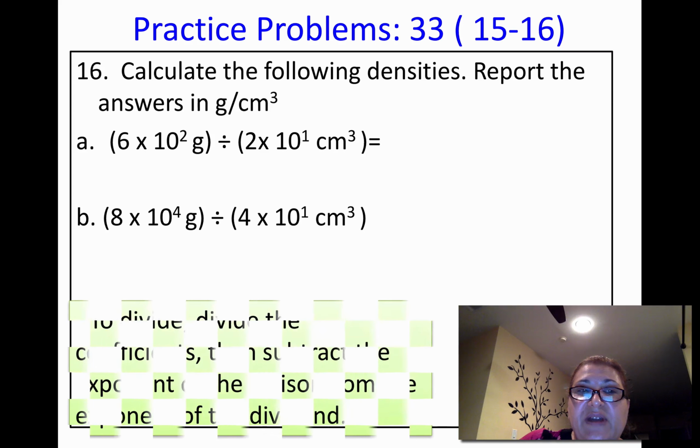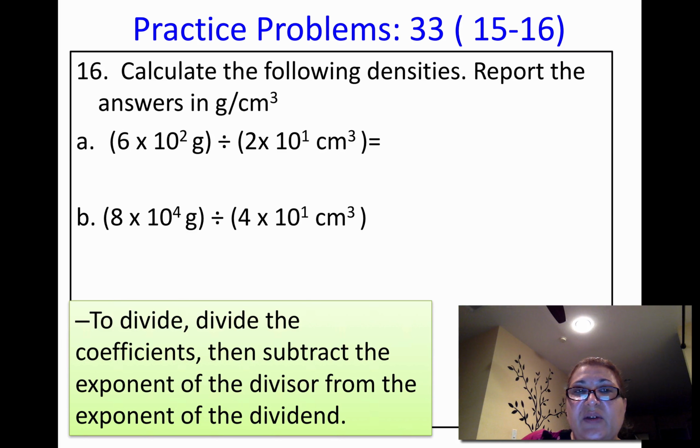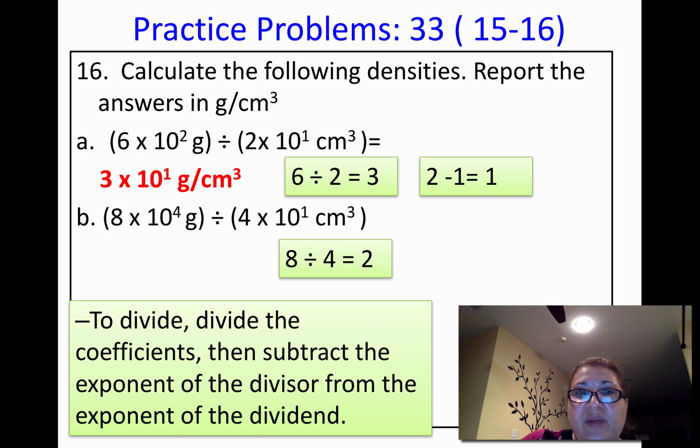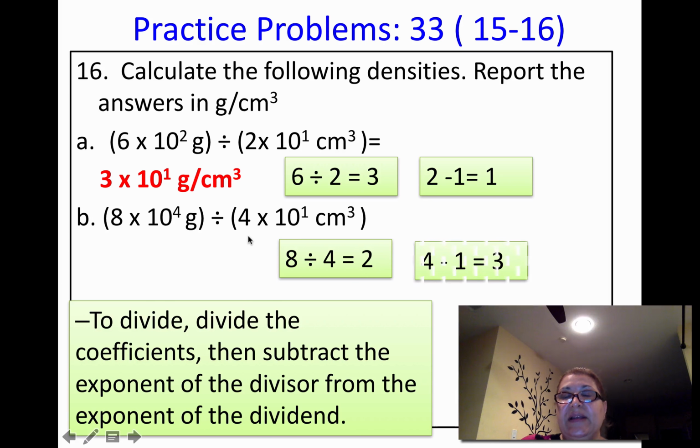16, we're dividing. When you're dividing, you divide the coefficient, subtract the exponent. So 6 divided by 2 is 3. And then 2 minus 1 is 1. 3 times 10 to the 1st power. 8 divided by 4 is 2. And then 4 minus 1 is 3. So 2 times 10 to the 3rd power.